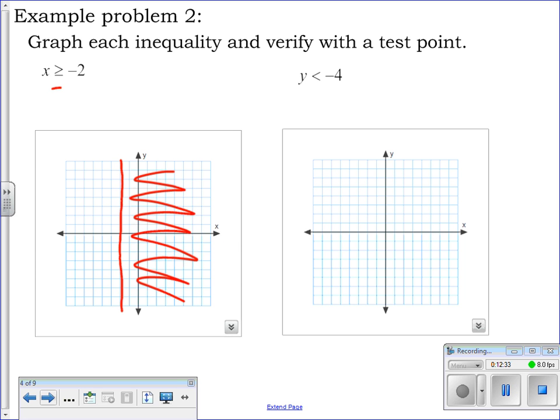Same thing on this one. Y is less than -4. Y equals our horizontal lines. This one's dashed line. So I find -4 on the Y. And I have a dashed line on that. And are my Y's smaller or larger than -4? I want all the ones that are smaller than -4. All the Y's that are smaller than -4 are all on the downside.